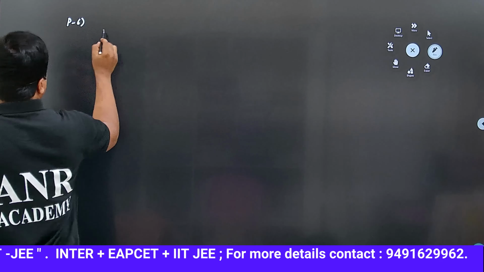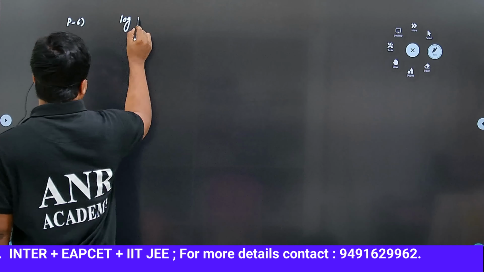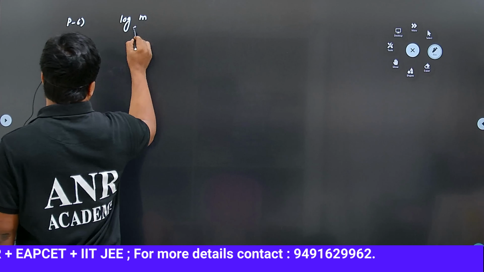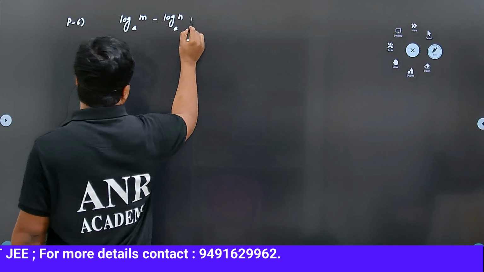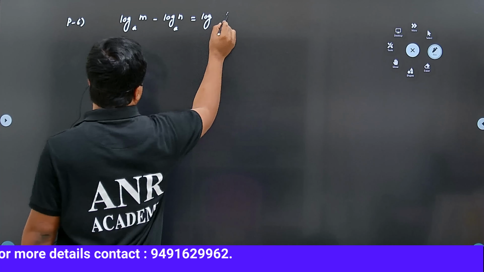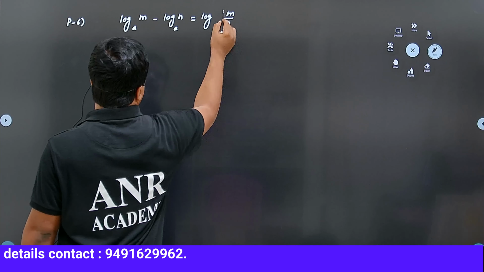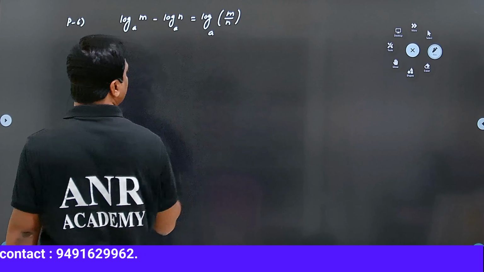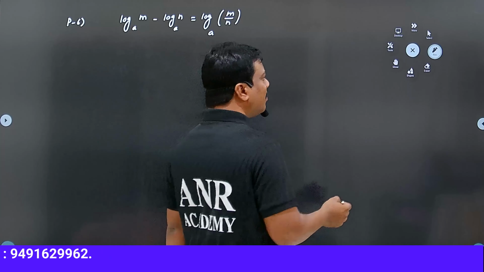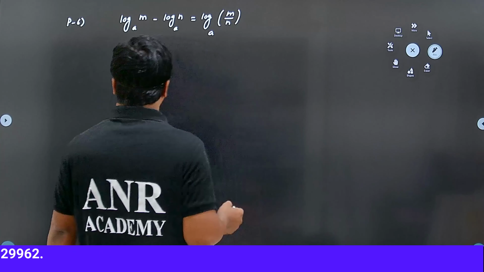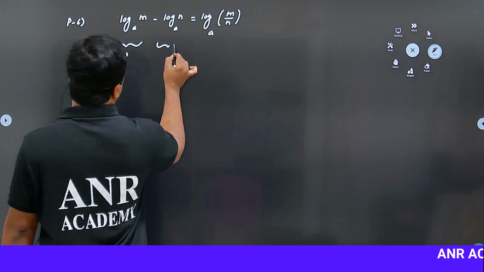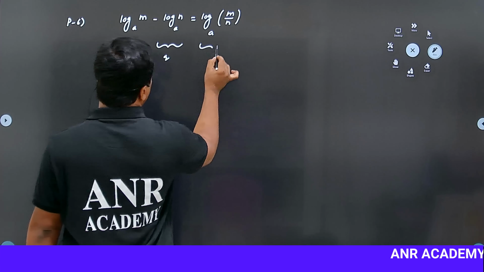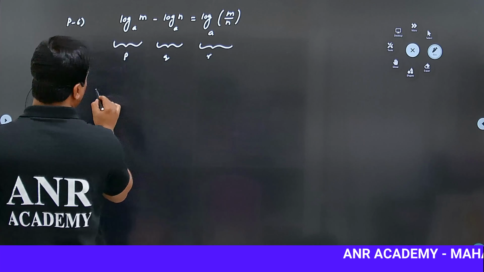Property number 6: log m to the base a minus log n to the base a becomes log m by n to the base a. See the proof of this. Assume that this is some p, and this one as q, and this one as r.